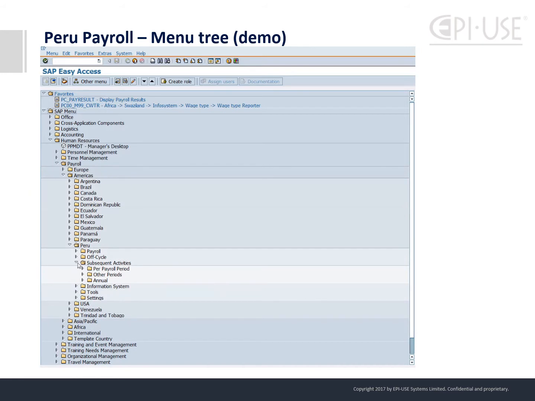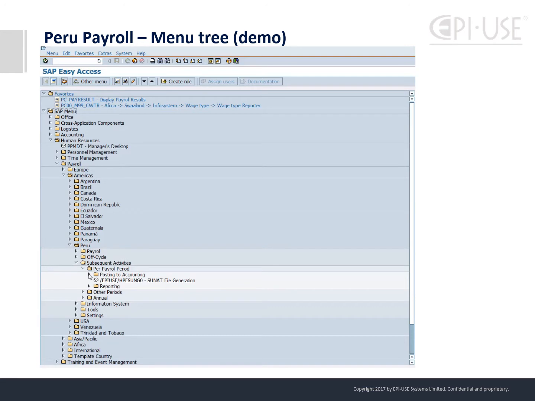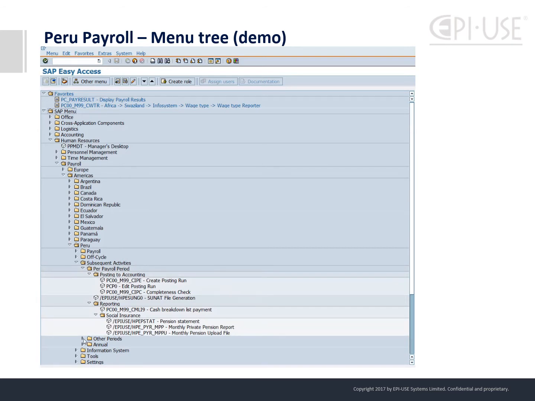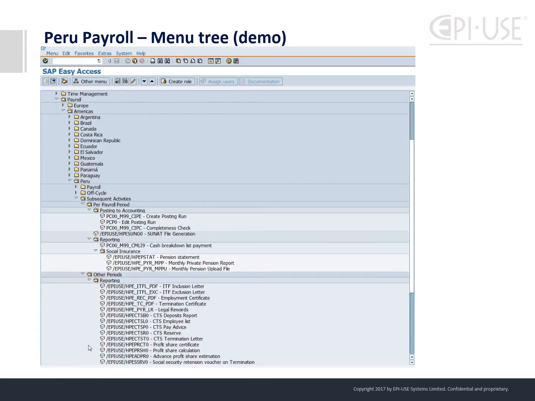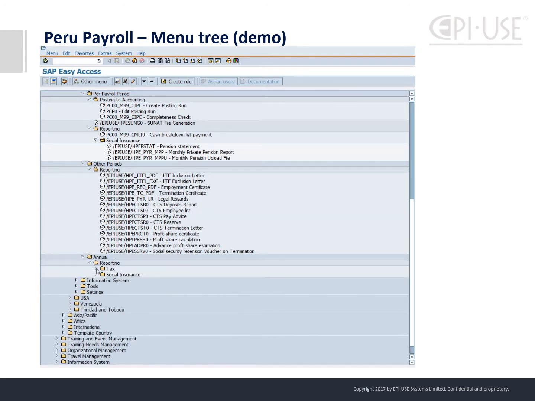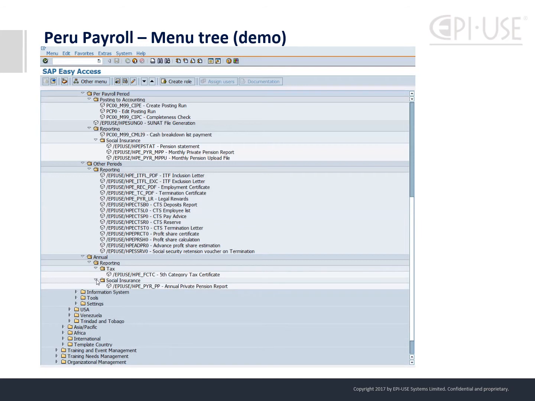And then if we look at subsequent activities, there are some activities that are per payroll period, like posting to accounting. In here we find the SUNAT file generation. Also under reporting, there's the social insurance reporting. We find under other periods also reporting, the Peru specific payroll reports. And then we find under annual, there's a section for tax reports, social insurance reports on an annual basis.